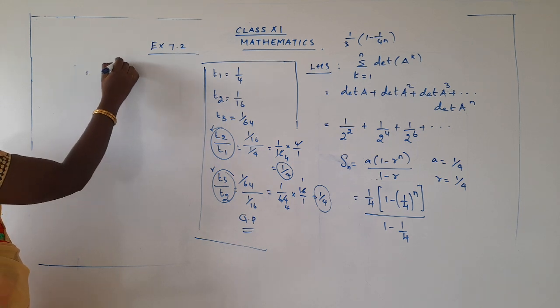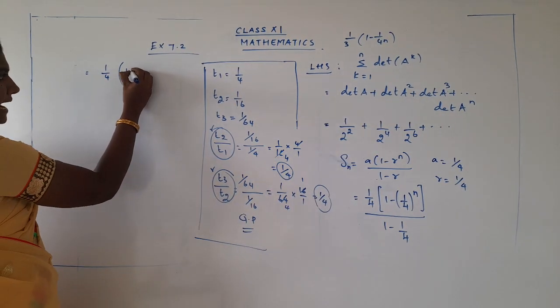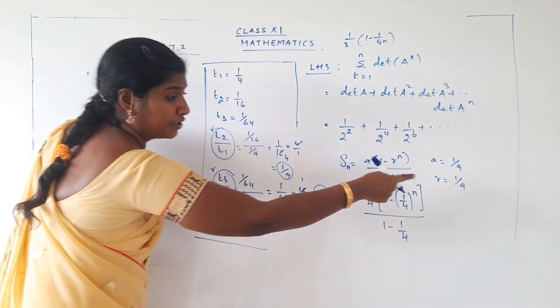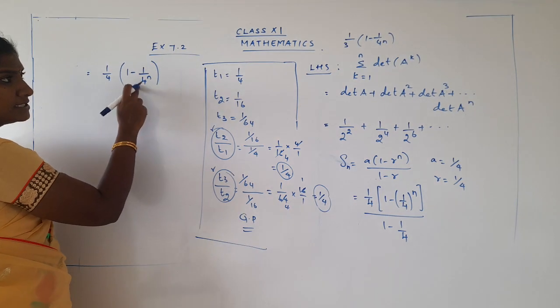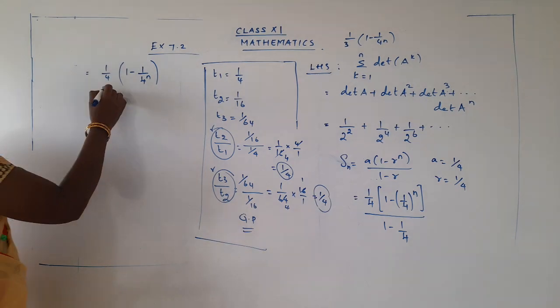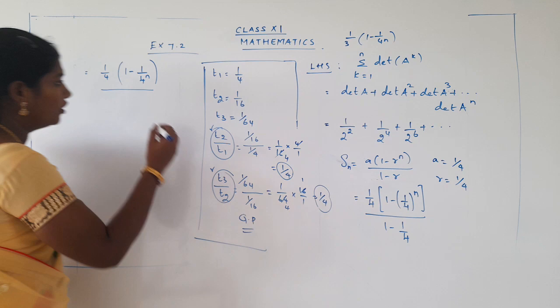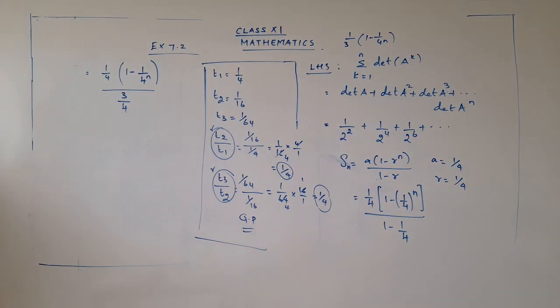So 1 upon 4 I will keep as it is. And this will be now 1 minus, anything raised to 1 is going to give you 1, and this will become 4 raised to n. So I get 1 minus 1 upon 4 raised to n. See, we have come to this part, upon 4 into 1, 4 minus 1, 3 upon 4. So I get 1 upon 4 into 1 minus 1 upon 4 raised to n upon 3 upon 4.